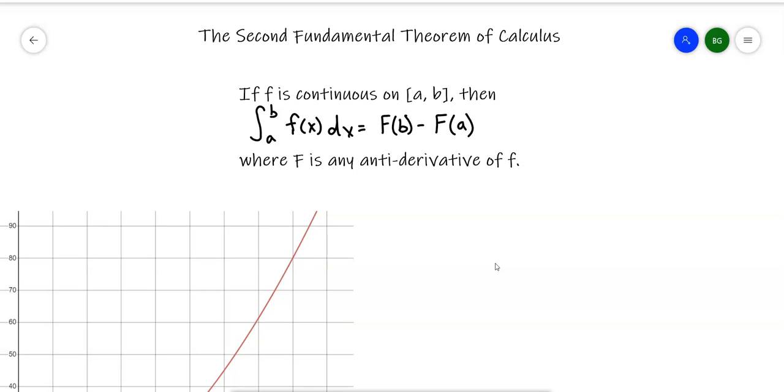So today we're going to talk about this second fundamental theorem of calculus. In a previous video we covered the first. Let's do the statement of the theorem first, and then we'll go into a little more detail.